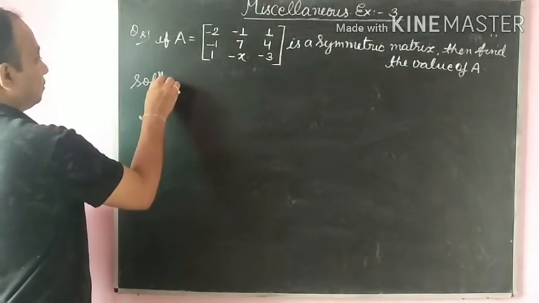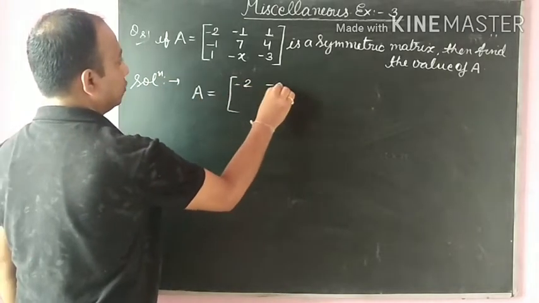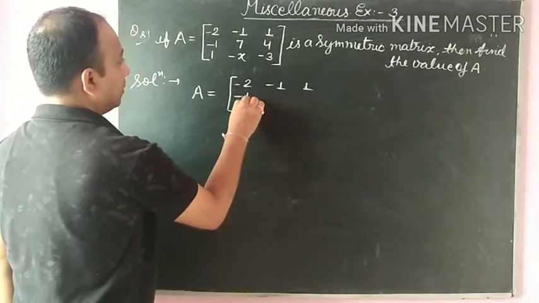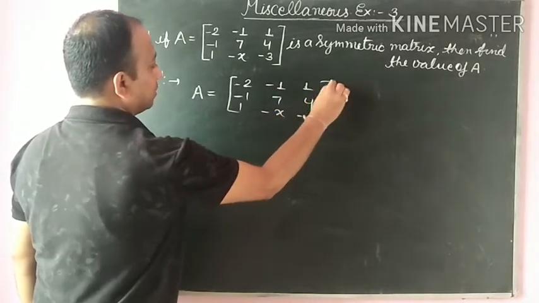Solution: A equals the matrix with rows -2, -1, 1; -1, 7, 4; and 1, minus x, -3.